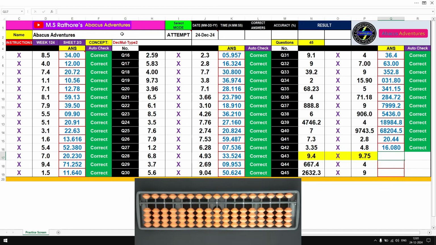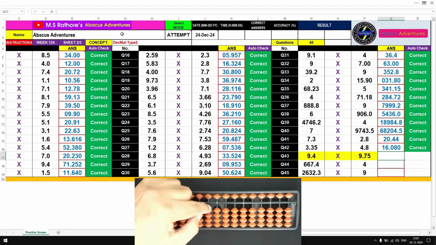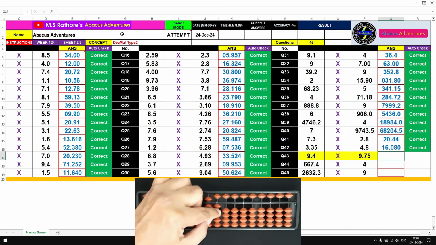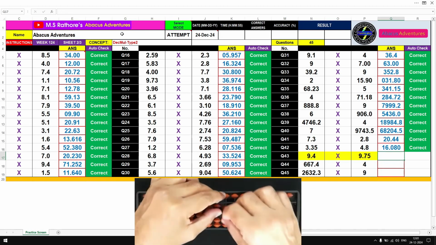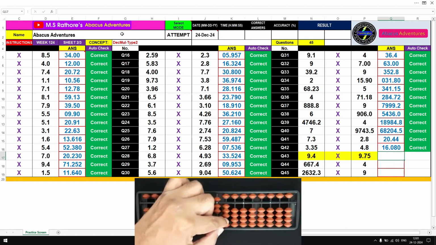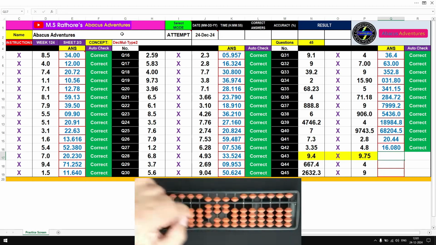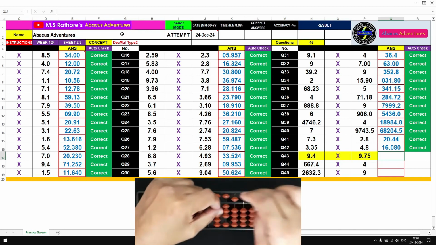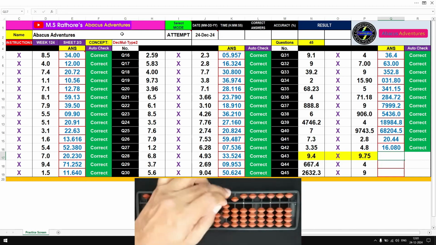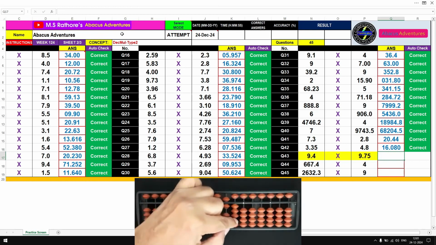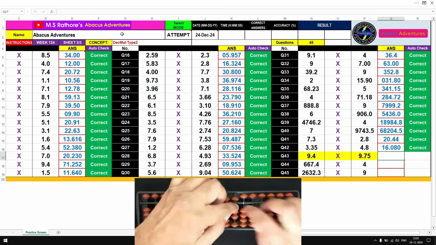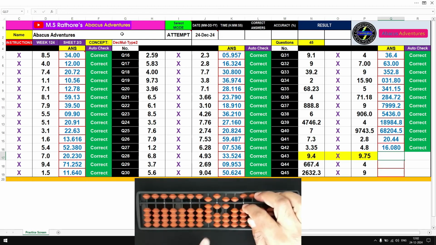Question number 43, 9.4 multiplied by 9.75, taking rod number 2 to begin with. 9 9s are 81, shifted. 9 7s are 63, shifted. 9 5s are 45. Let's begin round 2 from rod number 1. 4 9s are 36, shifted. 4 7s are 28, shifted. 4 5s are 20, and the answer is 91.650.